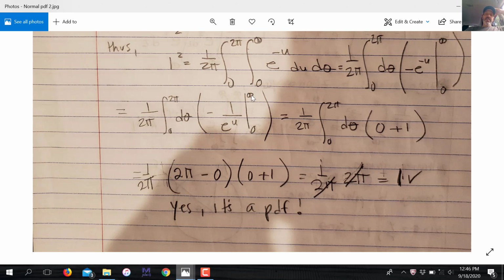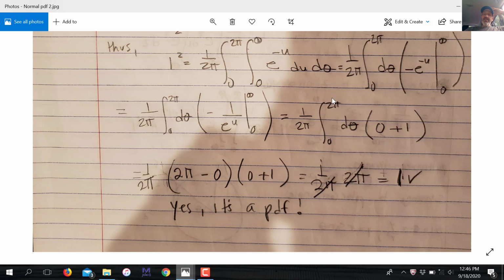Well, as u approaches infinity, this approaches 0, so we don't have to worry about that, because e to the u gets really, really big, so the fraction gets closer and closer to 0. At u equals 0, e to the 0 is equal to 1, so we're going to have 1 there. So this is going to be 0 plus 1, right? Because again, we have a negative here, a negative, and a negative is a positive. Okay, so far so good, right?